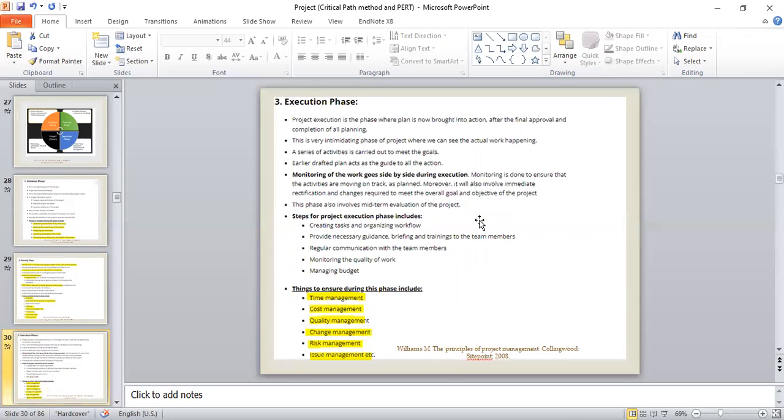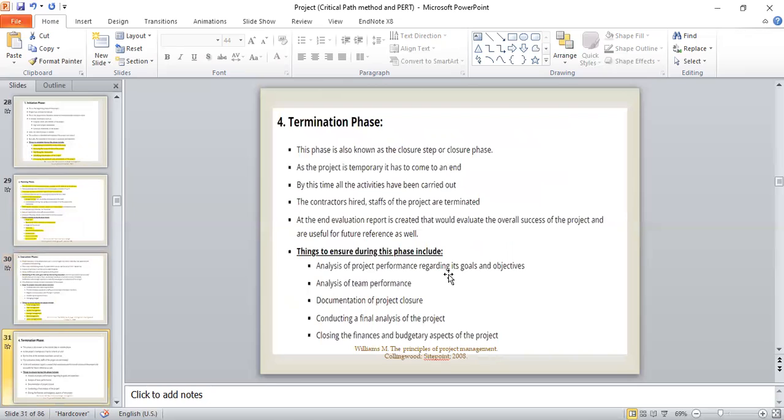Project execution is the phase where the plan is now brought into action after the final approval and completion. This is a very intimidating phase of the project where we can see the actual work happening, and it includes monitoring the work side by side during execution. And steps for project evaluation include creating tasks and organizing, providing necessary guidance, regular communication, monitoring the quality of work, and managing budgets. And things during these include time management, cost management, quality management, change management, risk management, and issue management.